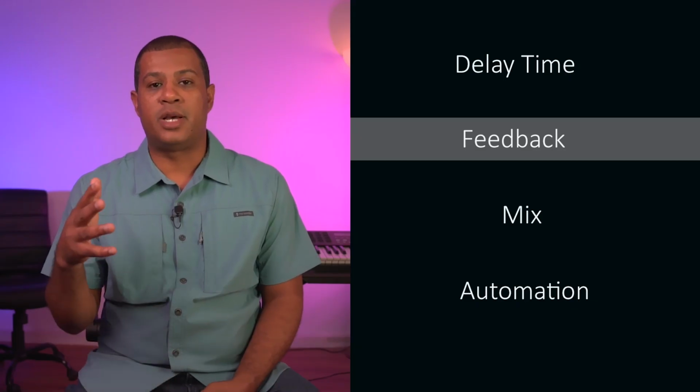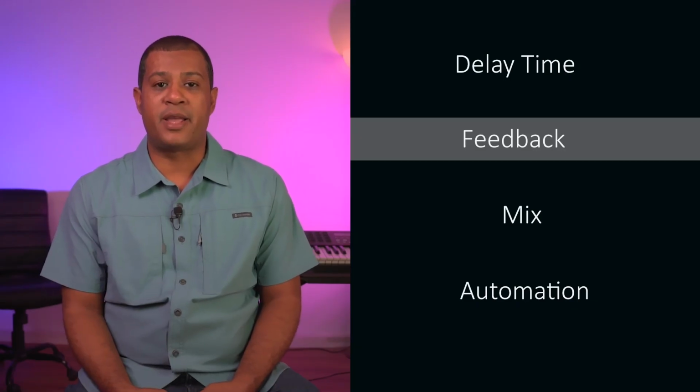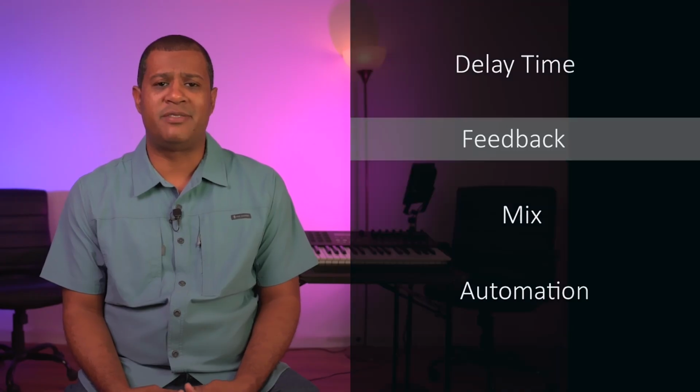Okay, let's talk about topic number 2, which is the feedback. So what's the point of the feedback? What does the feedback do? The feedback basically tells the delay how many echoes you want to have. And the way this is done is you're going to adjust this in your delay plugin. For example, if you had a very low feedback, then you may have 1 or 2 echoes. If you crank up the feedback all the way, then you're going to have a bunch of echoes. It's going to be like a never-ending cascade of echoes.